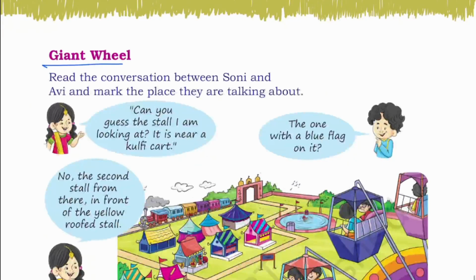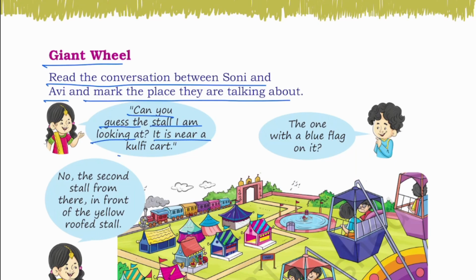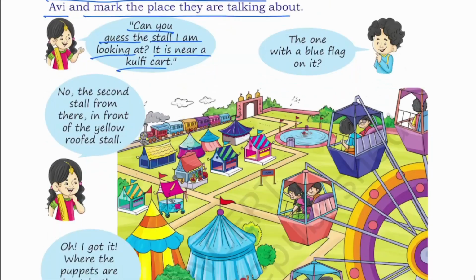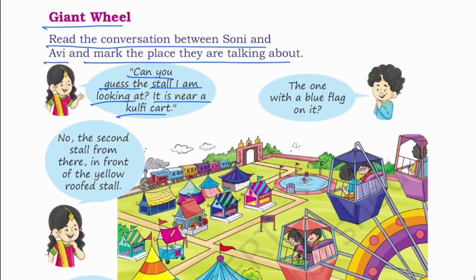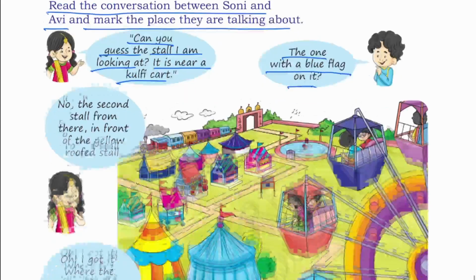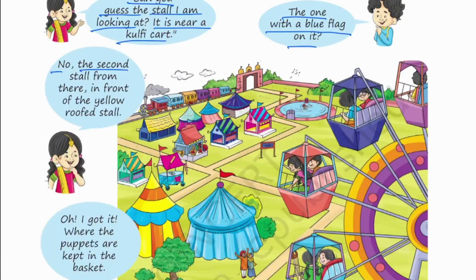Giant wheel. Read the conversation between Sony and Avi and mark the places they are talking about. Can you guess the stall I am looking at? It is near a kulfi cart. The one with the blue flag on it. This boy says, no, the second stall from there, in front of the yellow-roofed stall.